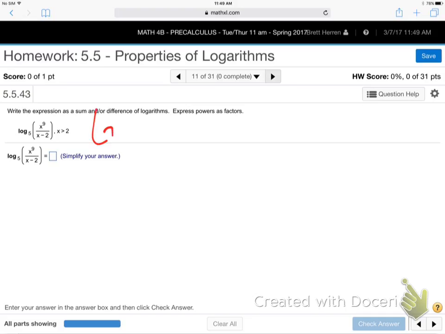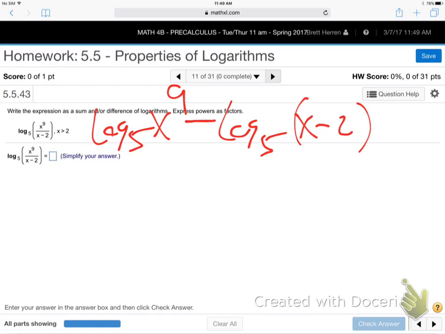And the base is not going to change. Whatever it is, it's log base 5. So x to the 9th, minus x minus 2. But you have to put that x minus 2 in parentheses. Good so far? And then one other step. What is it? The 9 drops down. And we're done.